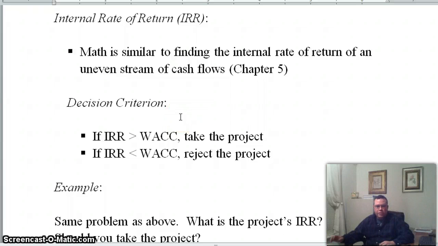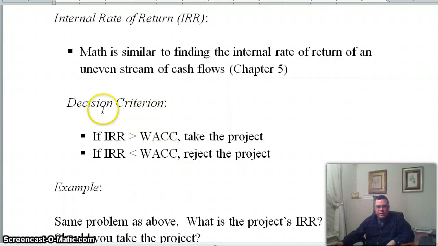Let's move on to internal rate of return. Internal rate of return, again, is something we've seen before. We saw it back in Chapter 5. It's, well, most of you don't have the finance calculator, but it's one of your basic functions on your finance calculator. For an uneven stream of cash flows, you plug them all in and it backs out an interest rate that basically equates all those cash flows over time.